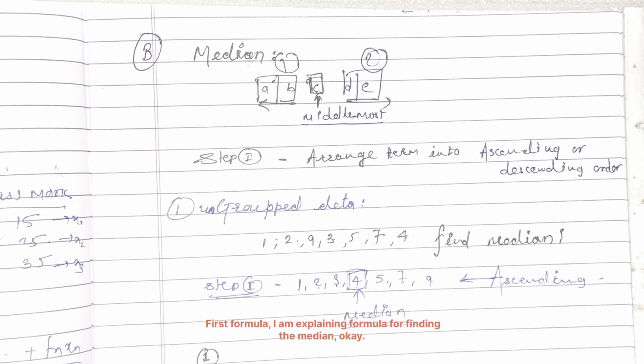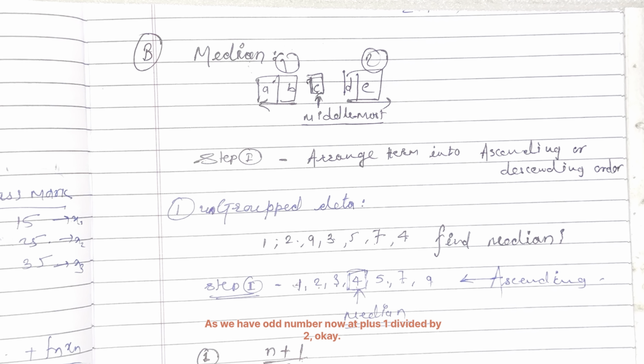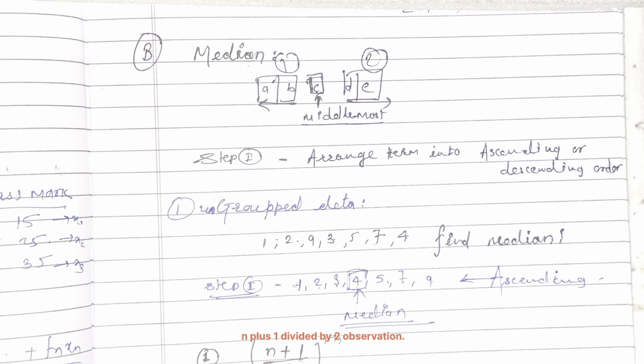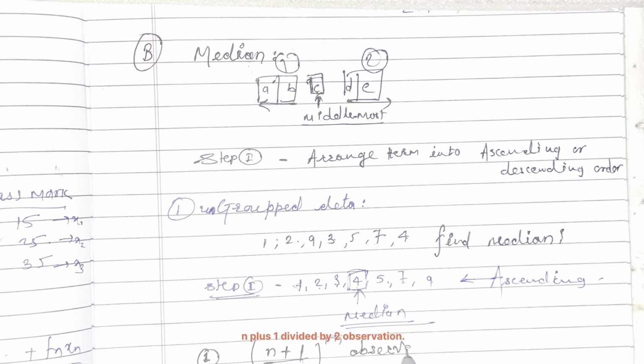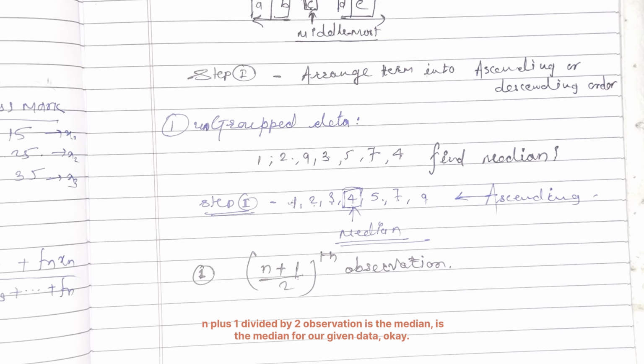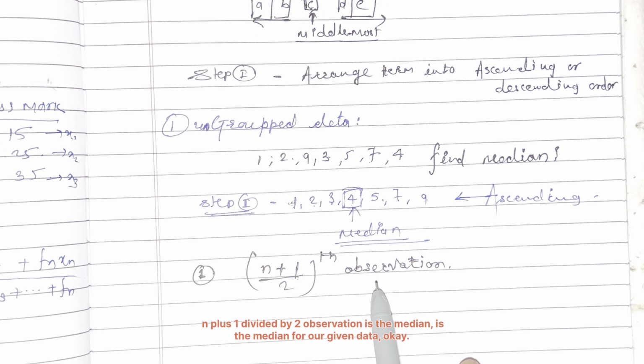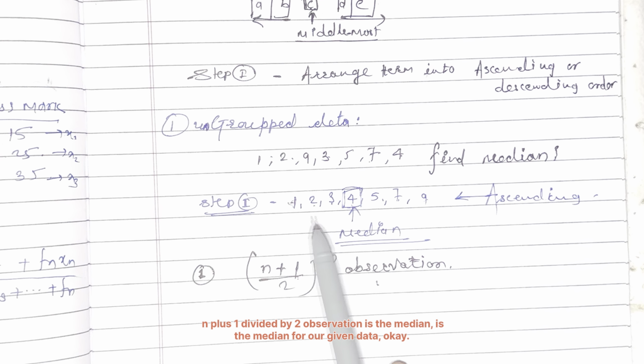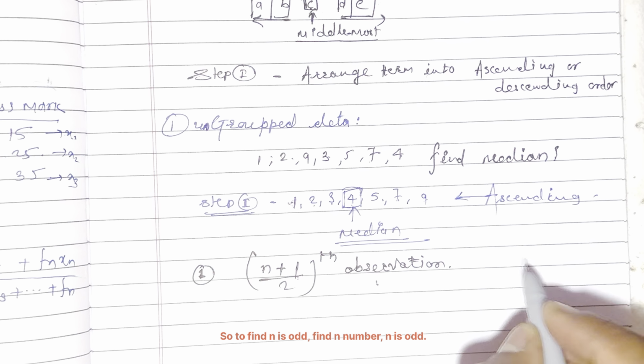First formula: I'm explaining the formula for finding the median. We have n number of observations. n plus 1, as we have an odd number, n plus 1 divided by 2. The (n plus 1) by 2 observation is the median for our given data, when n is odd.